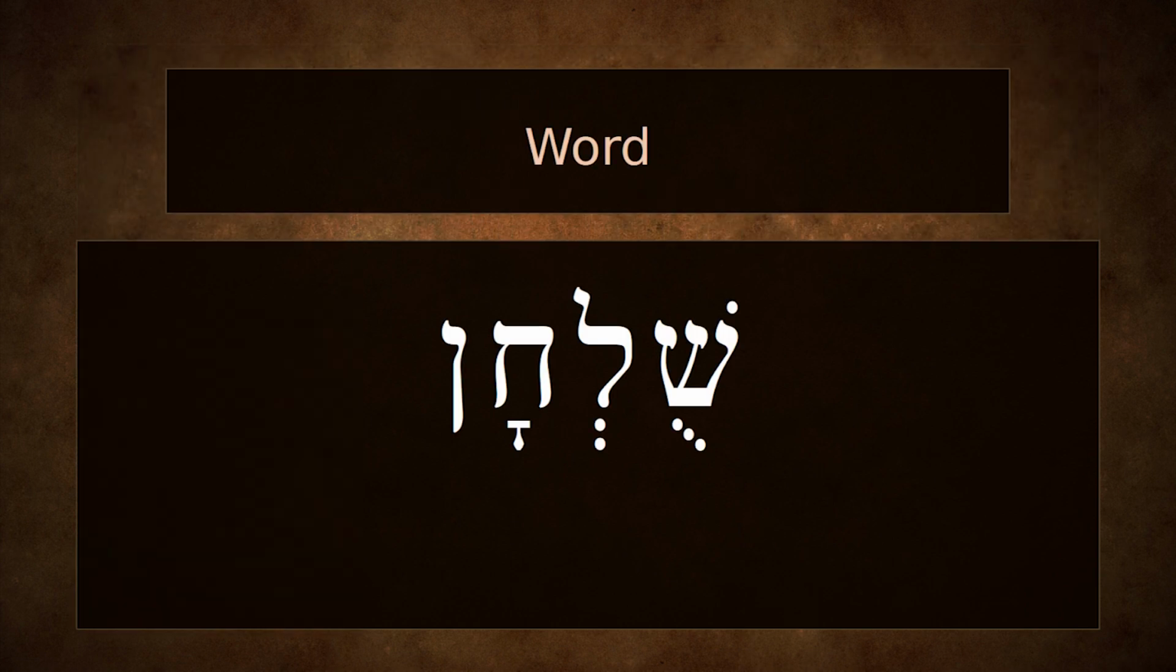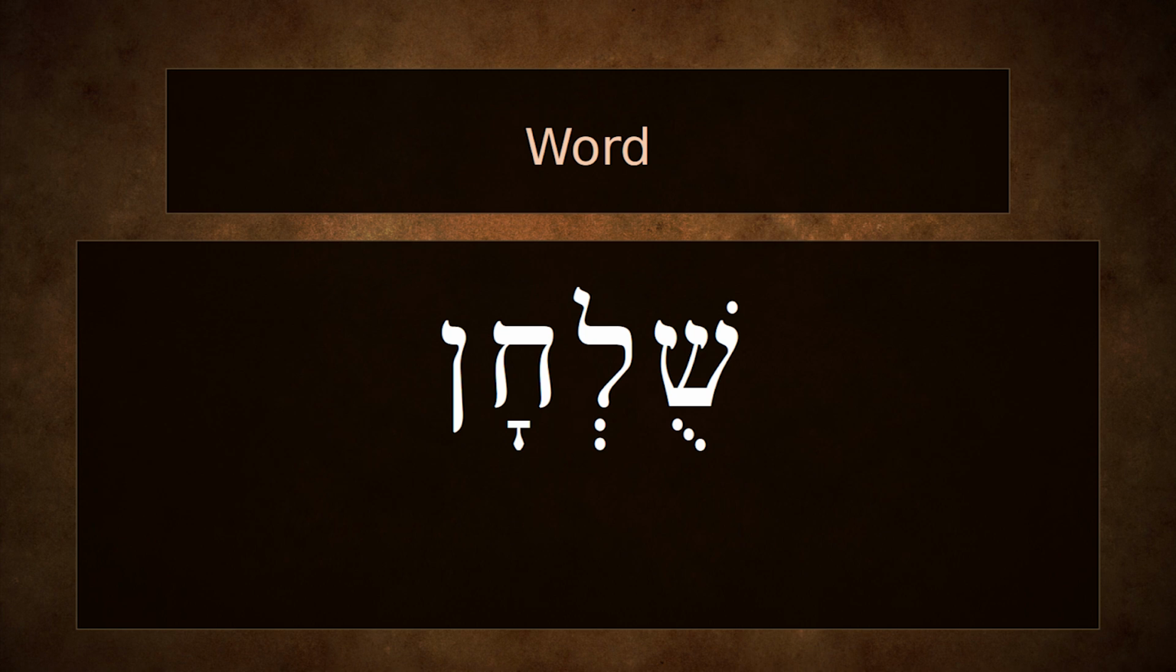Here is one of the more common words that uses the kubbutz. This is a shin with a kubbutz underneath. After that is a lamed with a shva underneath, then a chet with a kamatz underneath, and at the end is a final nun. Let's pronounce this word.